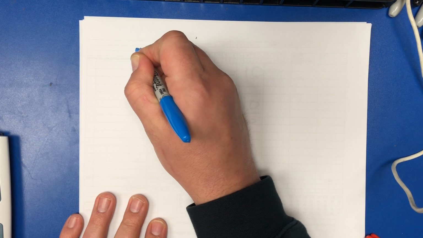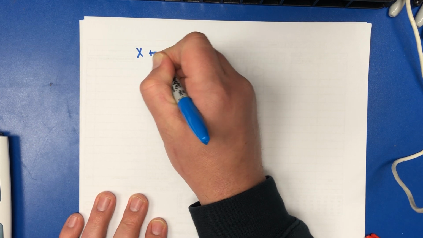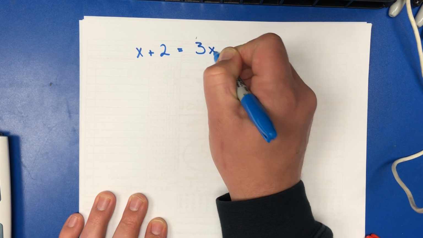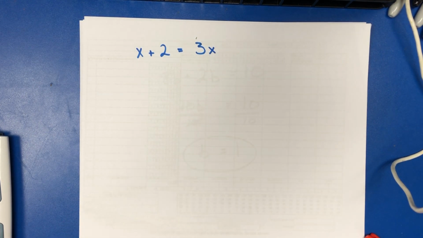So in example 1, I'm given the problem x plus 2 is equal to 3x. And I said move your letters to your left and the numbers to the right. Don't forget to switch your sign. I might actually do it the other way around, actually put my letters to the right. It kind of depends on what the layout of the problem is.